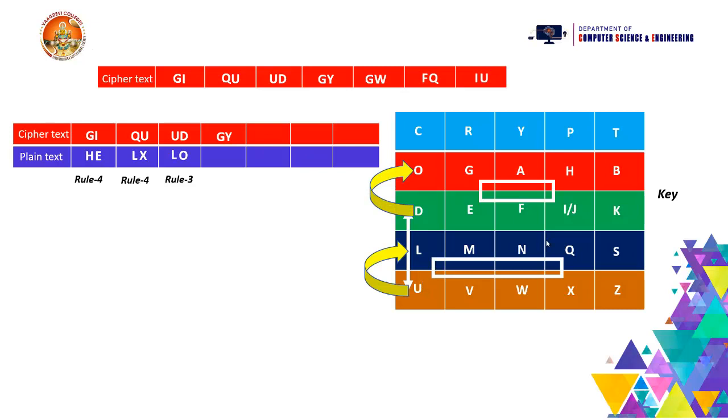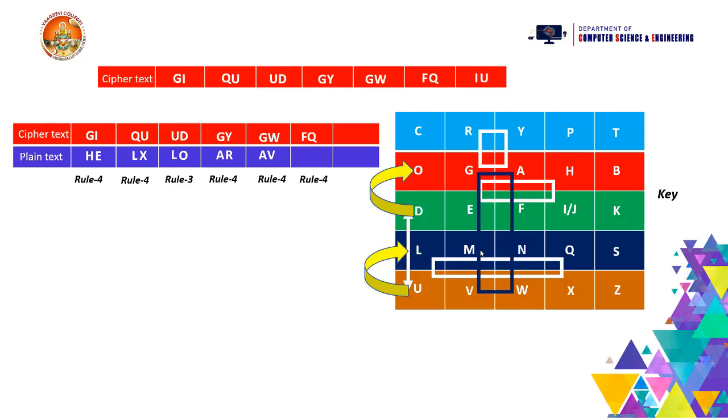Next, GY. Verify G and Y. G is here, Y is here. Both are in different rows and different columns, so rule 4 is applied and G is replaced with A and Y is replaced with R. Next, GW. G and W are in different rows and different columns, so rule 4 is applied. G is replaced with A, W is replaced with V.